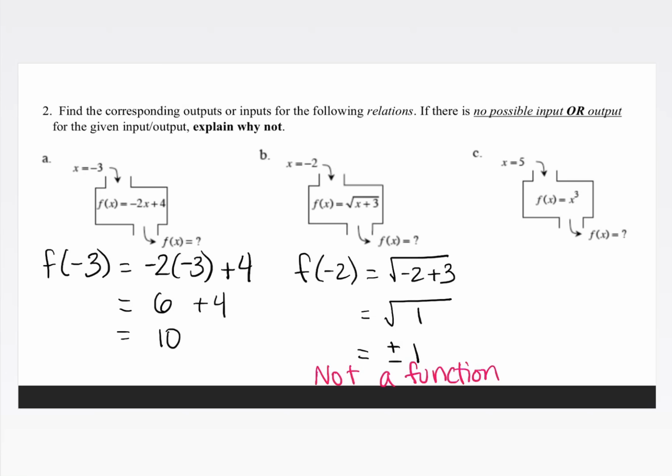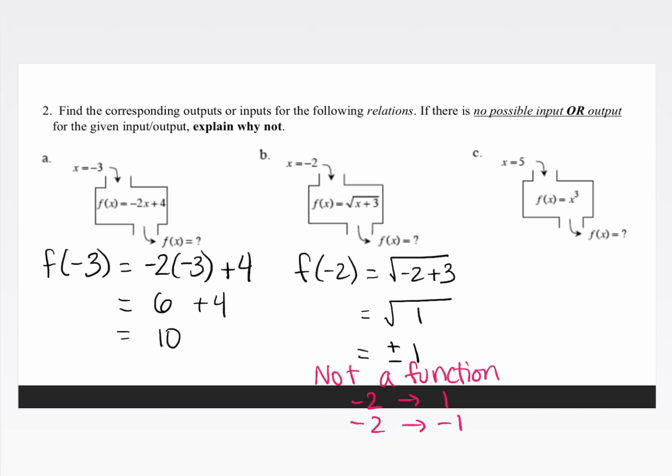And why is that? Well, we have our negative 2, our input, going to positive 1, and negative 2 can also go to negative 1. So if we were to graph this, it would fail the vertical line test. In order for this to be a function, we would only need to have either the positive side or the negative side. So we need to specify that. We will learn more about that later in Algebra 2.